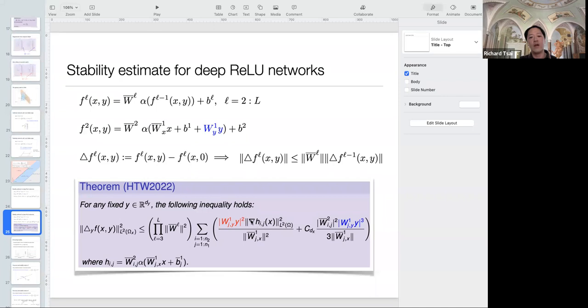And furthermore, it depends on the spatial gradient of this function hij, which is what happens after you pass your input to the first hidden layer before you activate it. After you activate it. So somehow the spatial gradient, how this function changes with respect to your input vector, is important in this term over here.